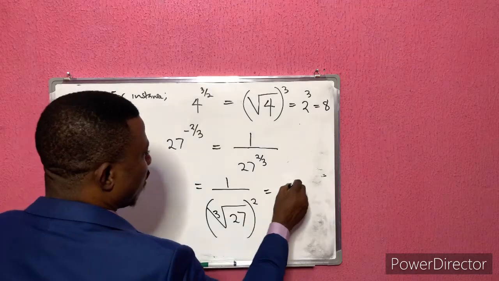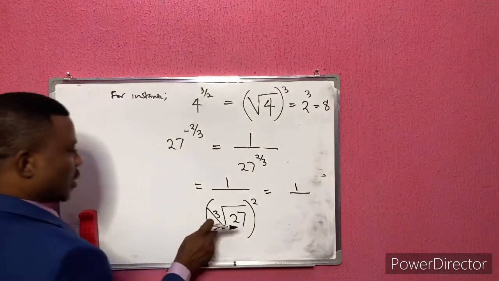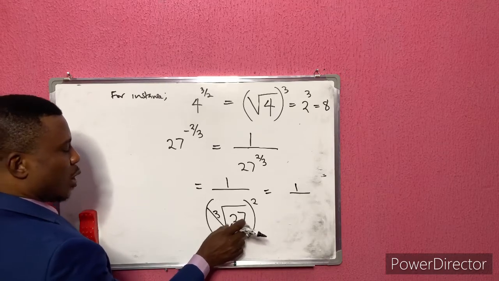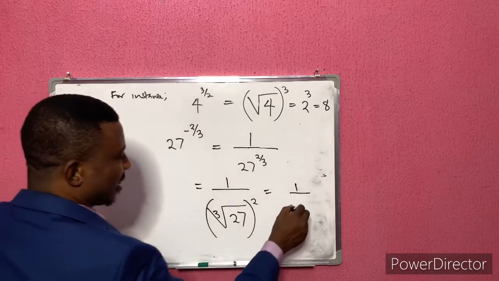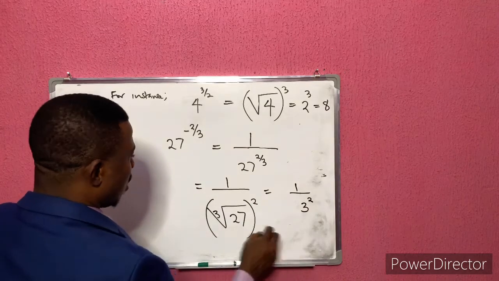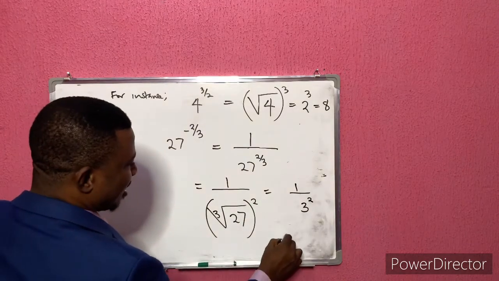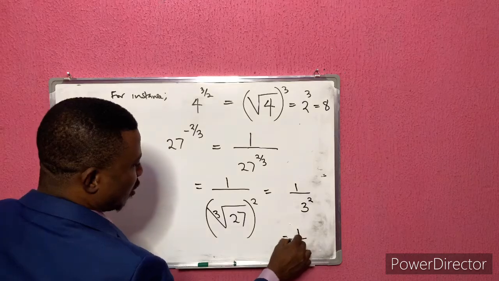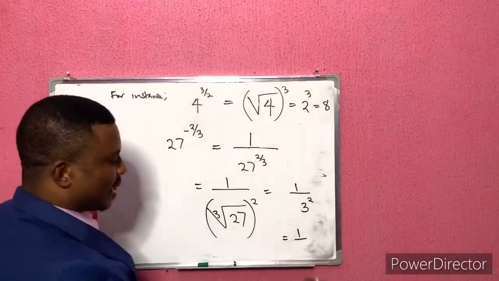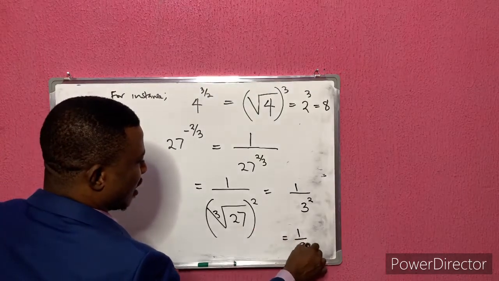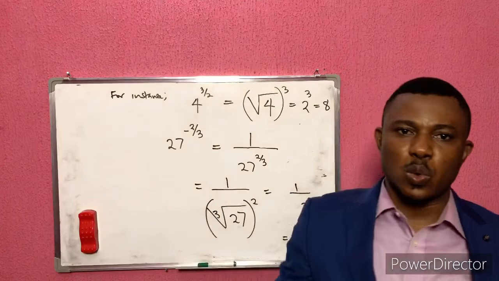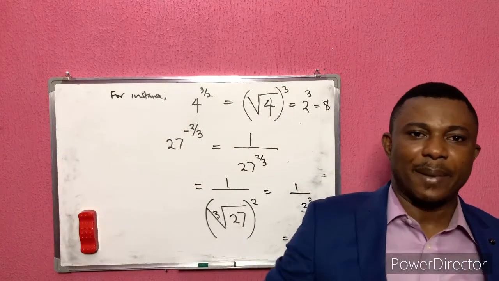We have 1 all over, what is the cube root of 27? The cube root of 27 is 3, all raised to the power 2. We have what at last? We have 1 all over 3 power 2, which means 3 multiplied by 3, that is 9. So 1 over 9 is your answer. Now we have explained the rules of indices. Let's apply it.